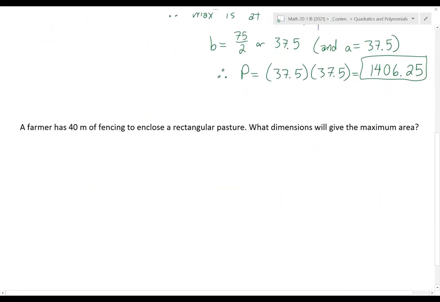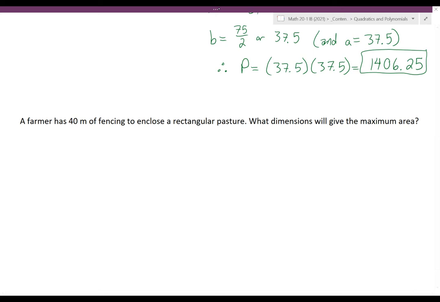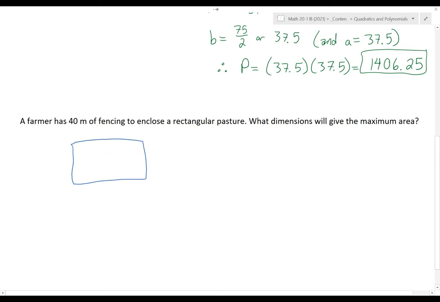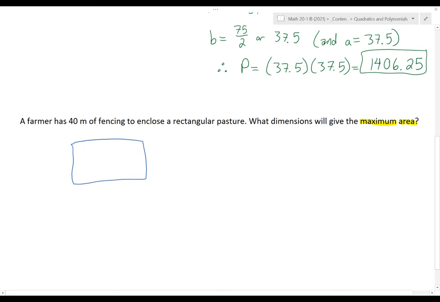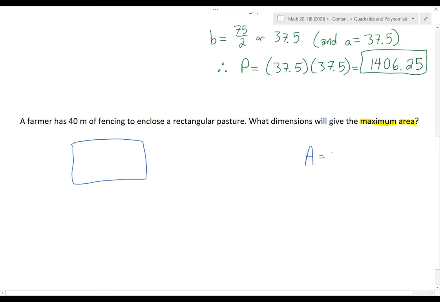Now, looking at an example that's a little more contextualized, let's say we have a farmer who has 40 meters of fencing and wants to enclose a rectangular pasture. They want to create a field in the shape of a rectangle, and they want the maximum area. Notice the question doesn't ask what the maximum area is. Sometimes it might. What it asks is what dimensions will give the maximum area, so at the end I have to make sure I'm answering that question. I'm looking for maximum area, which I said above means I need a function for area. Area is length times width.